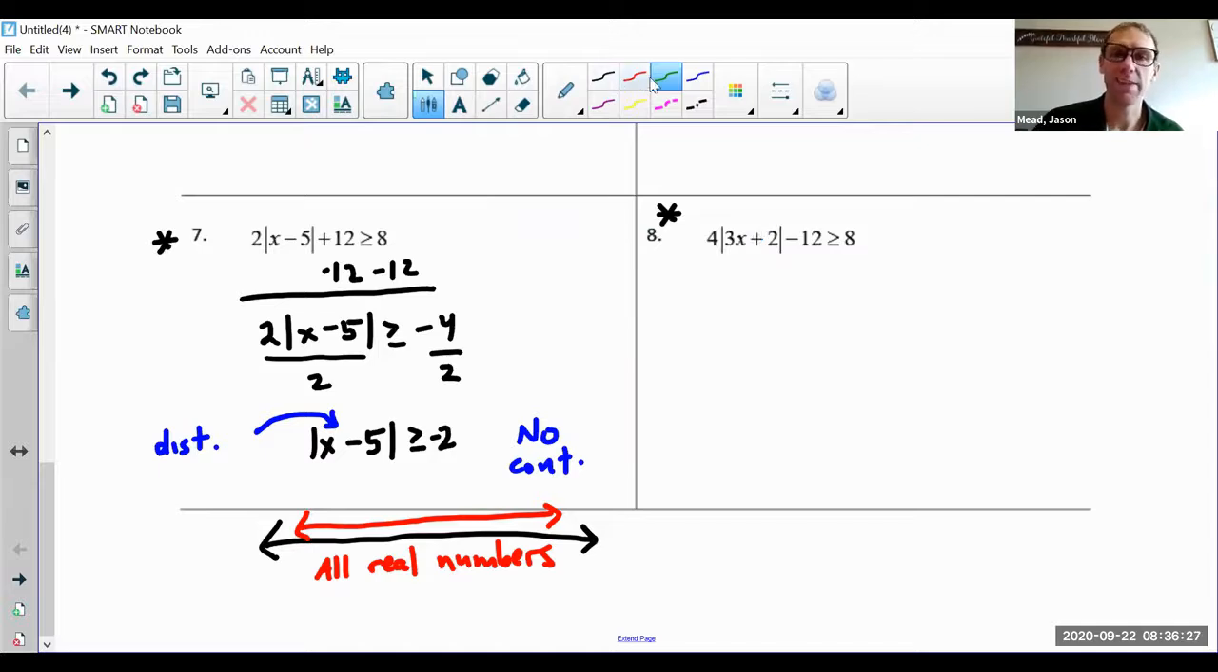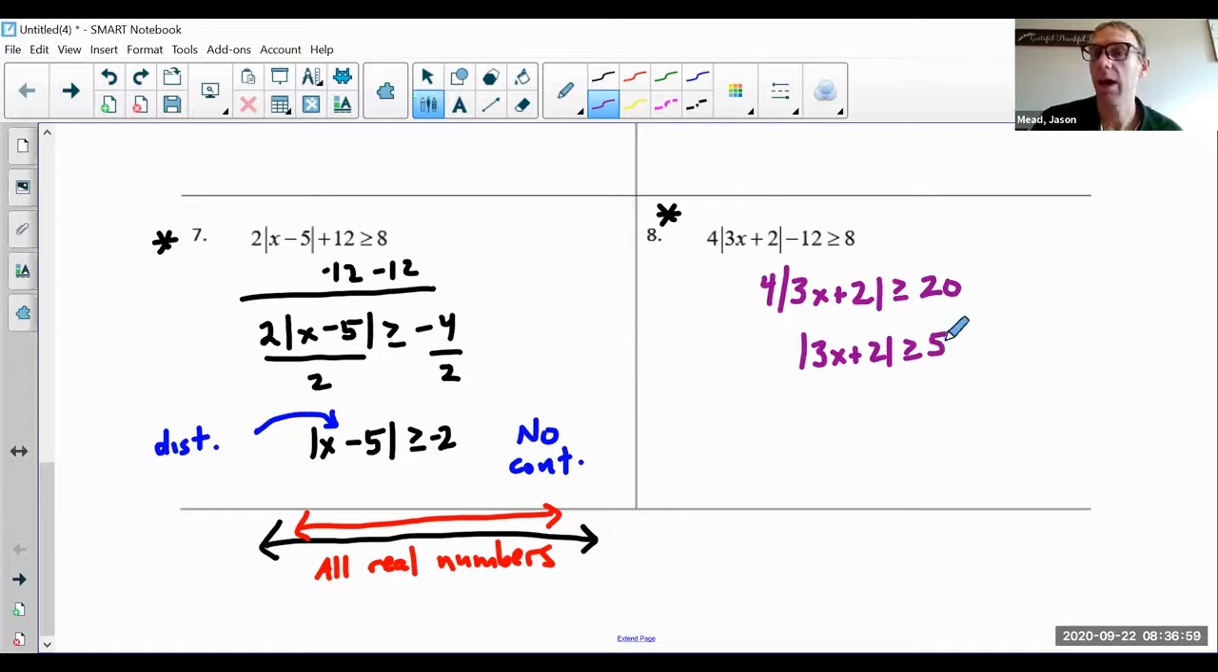Okay, problem 8. Again, if you have any questions, don't hesitate to stop me. So in this one, I'm going to add 12 to both sides. So now I have 4 times the absolute value of 3x plus 2 is greater than or equal to 20. Then I divide by 4. So I have the absolute value of 3x plus 2 is greater than or equal to 5. Should I continue? Yes, because I have an absolute value greater than or equal to some positive number. So that means I actually have to solve this problem.